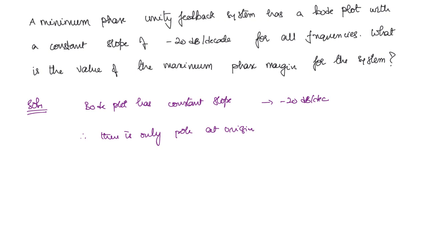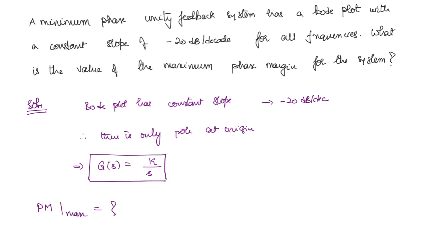So it might have a constant, right? There's nothing given about the initial value, so you will have to take a constant. Therefore, let us take the function G(s) to be K by s. This is the information that we got from the first point. Now what is the question they are asking? What is the value of maximum phase margin?